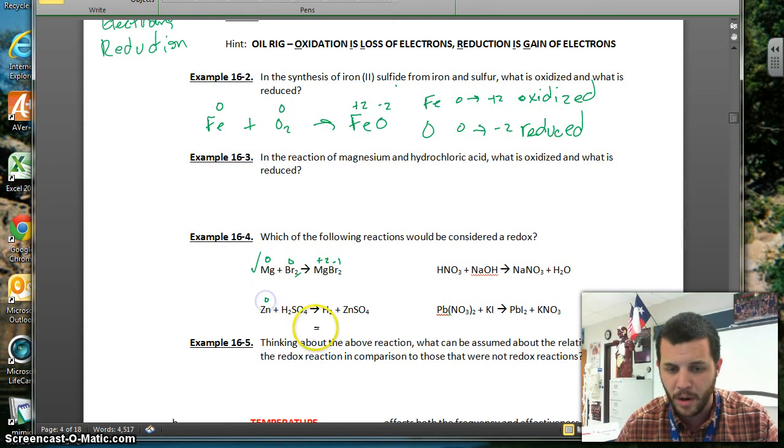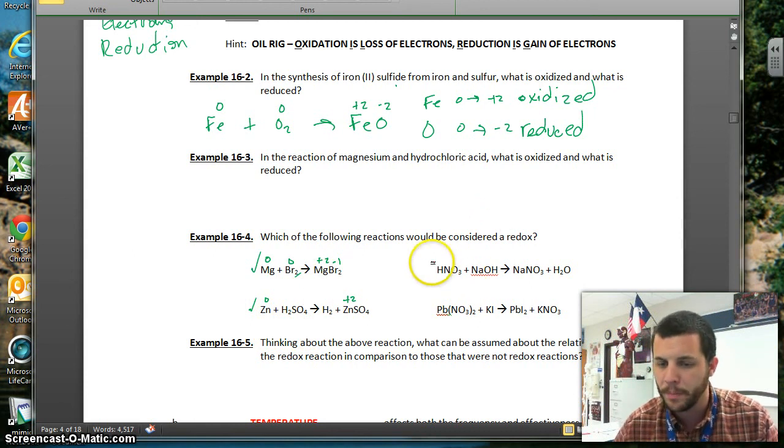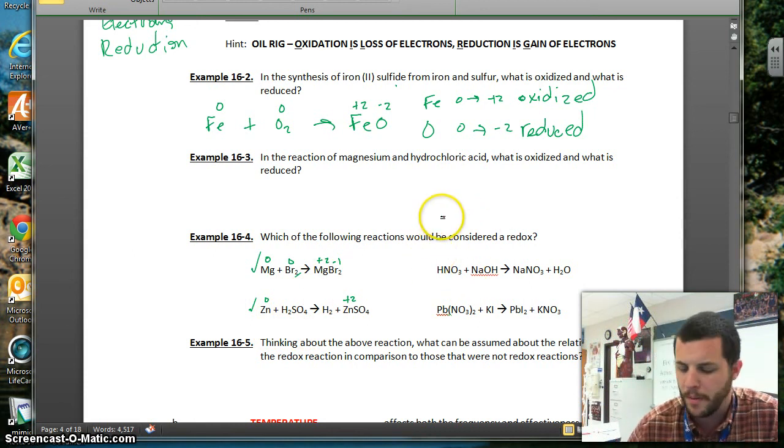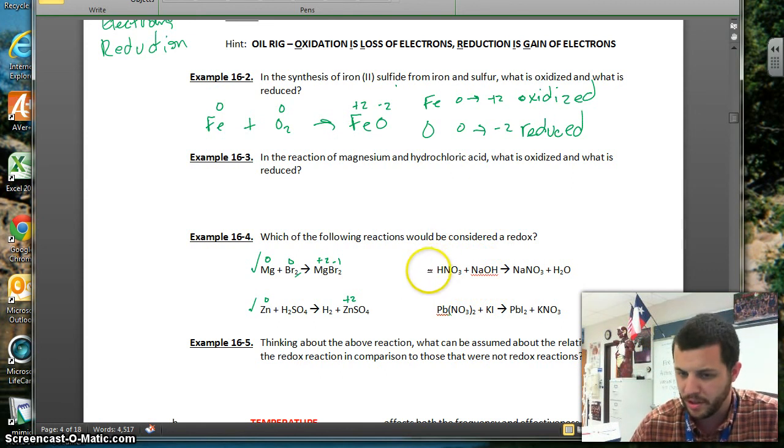Zinc is 0 here, and we know that zinc, when it's in a compound, has an oxidation number of plus 2. That one thing, because it changed charges, tells you that that one is a redox reaction. Now here we have a double replacement reaction. We should remember from our reactions unit that double replacement means that it's not a redox reaction. So this one's not redox, and neither is this one, for the same reason.